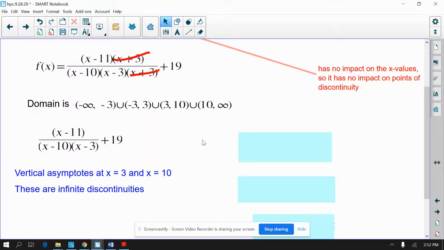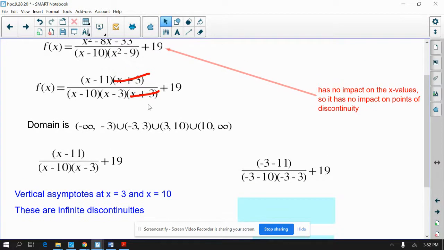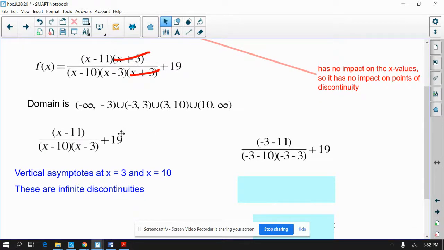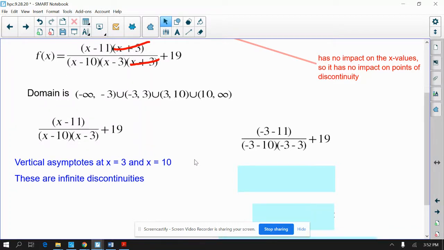But the harder thing to find is the hole. There is a hole at -3, but then how do you find the y value? You have to plug it back into the function. You can't plug in -3 here because you would divide by 0. Only after you cancel that out with this new reduced version, you plug in -3 into this to find out what the y value would be, like I show right here.